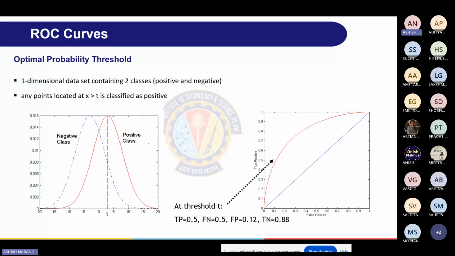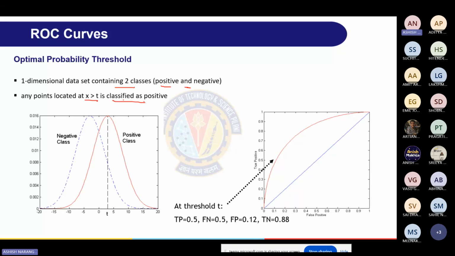Now look at these two diagrams. What they typically show is 1D data containing two classes, positive and negative. Any point located at x greater than some t is classified as positive. So there is a negative class, there is a positive class, right? Positive means suspicious email, negative means normal email. And there is some threshold value t that we have kept: if it is beyond that, it is positive, otherwise it is negative, right?